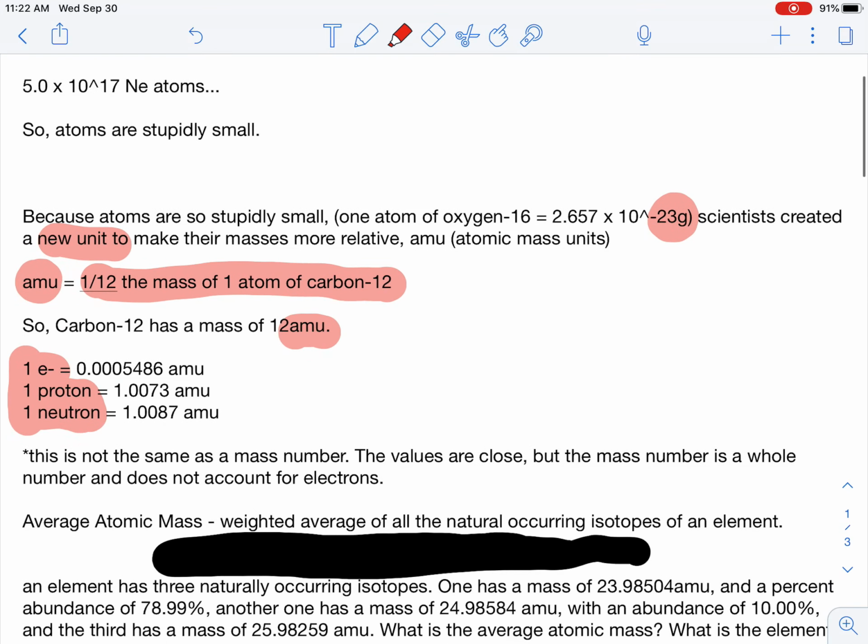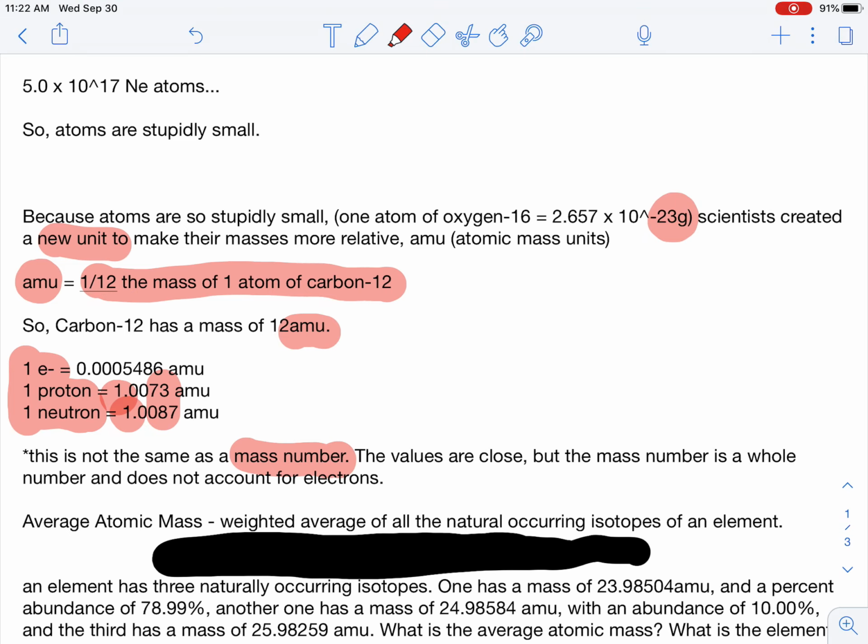Understand that this is not the same as mass number. So the mass number talks about the total number of protons and neutrons. Notice how a proton and neutron are close to 1 AMU. So the mass number compared to the AMU mass is going to be a similar value, but the mass number does not take into effect the electrons or these small digits. So similar values, but still different.